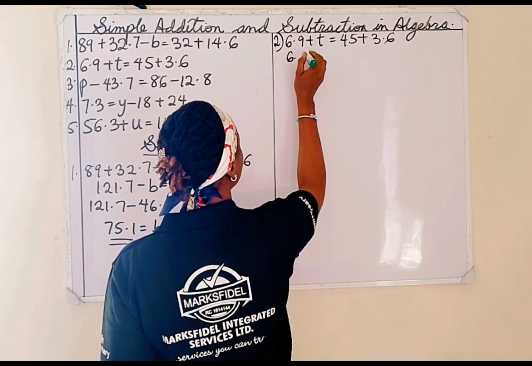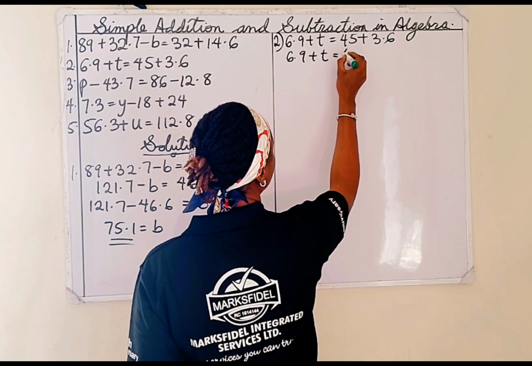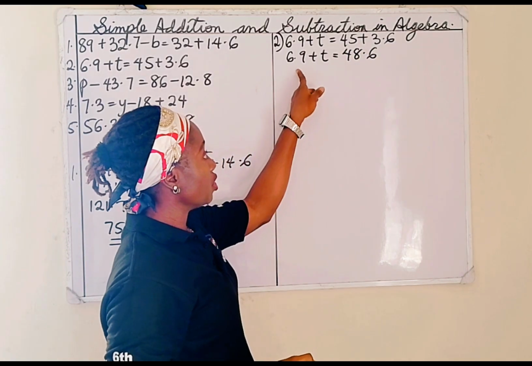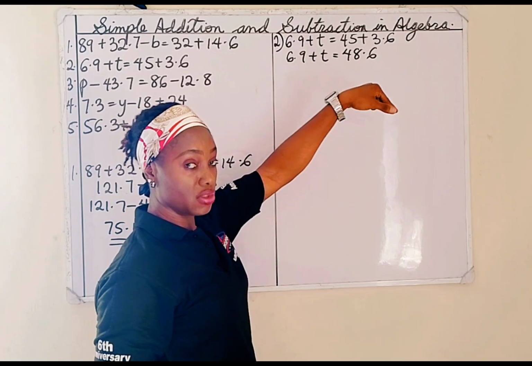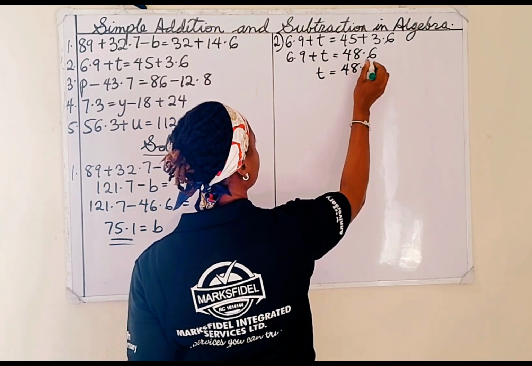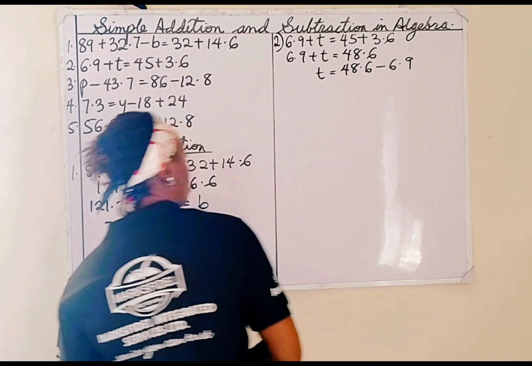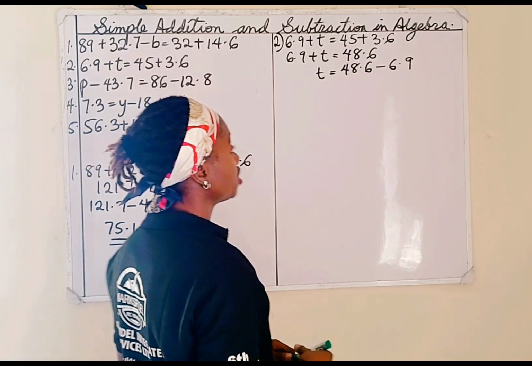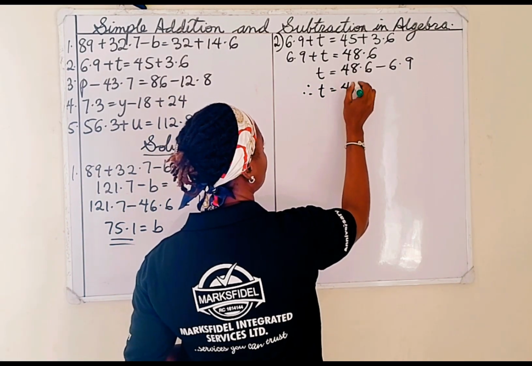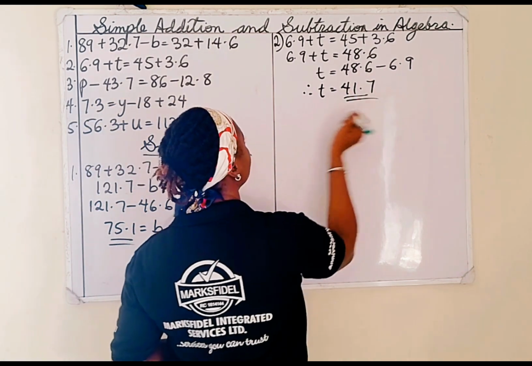Now from here we have 6.9 plus t equals 45 plus 3.6, that's 48.6. Then from here we'll move our 6.9 to the other side. And we're left with t equals 48.6 minus 6.9. That will give us 41.7. Therefore, t equals 41.7. And that's the final answer.